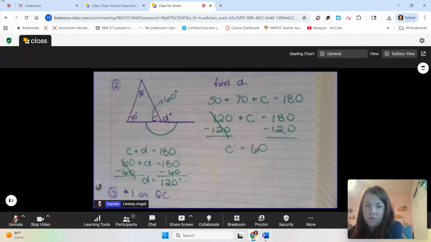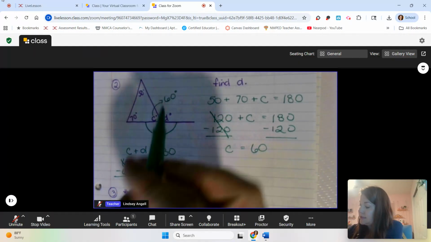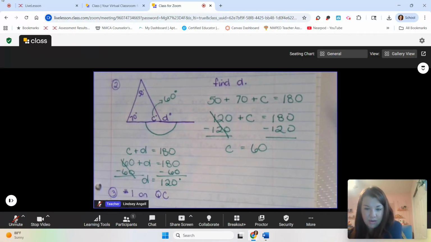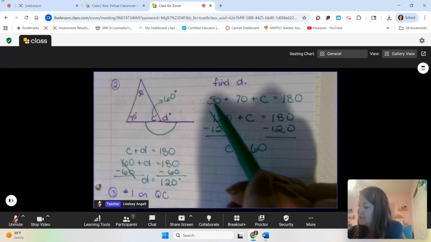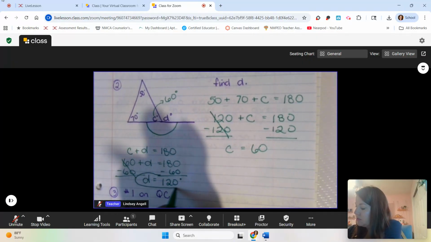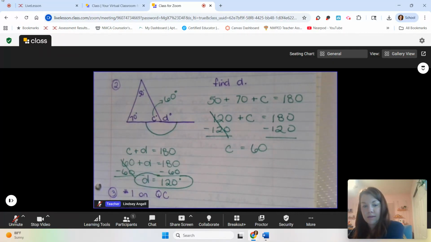Now, the other thing that you could have recognized, and maybe you did, is that these two added together will also equal D, right? Notice that was what we added together, and we got 120. So there's a couple ways that you could have gone around it, all right? But in the long run, D is equal to 120.